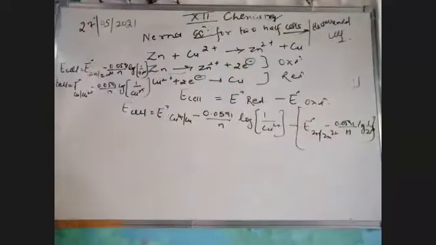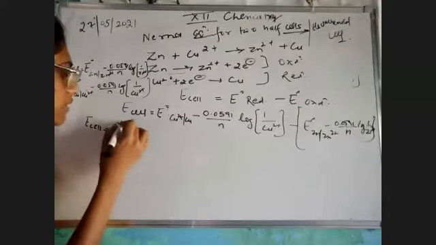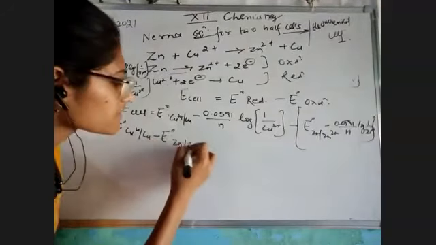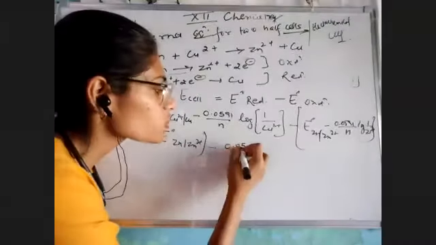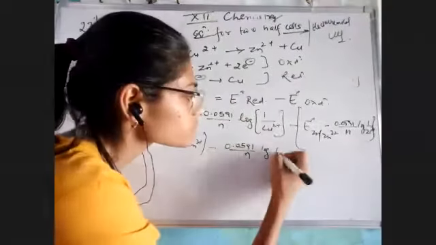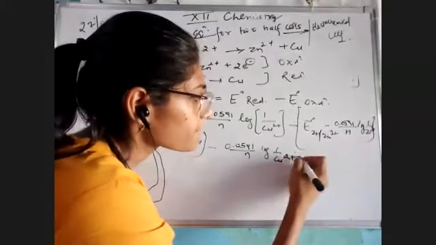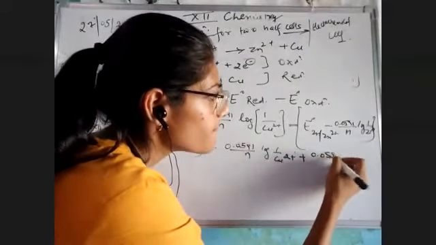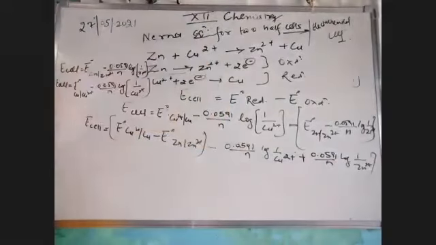Okay. So now after combining, can we write E cell equals E naught copper 2 positive copper minus E naught zinc 2 positive minus 0.0591 divided by n, taken common. The minus sign would make it positive. Am I clear till now?